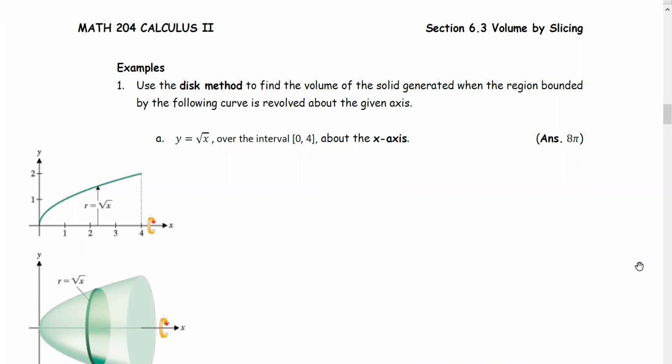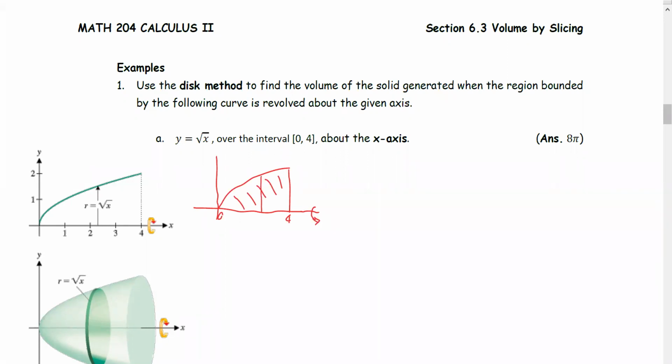Let's look at an example. The first one: use this method to find the volume of the solid generated when the region bounded by the following curve is revolved about the given axis. Part A, y equals square root of x over the interval 0, 4 about the x-axis. With the graph provided, you could draw the graph of y equals square root of x from 0 to 4, and this region rotates about the x-axis.